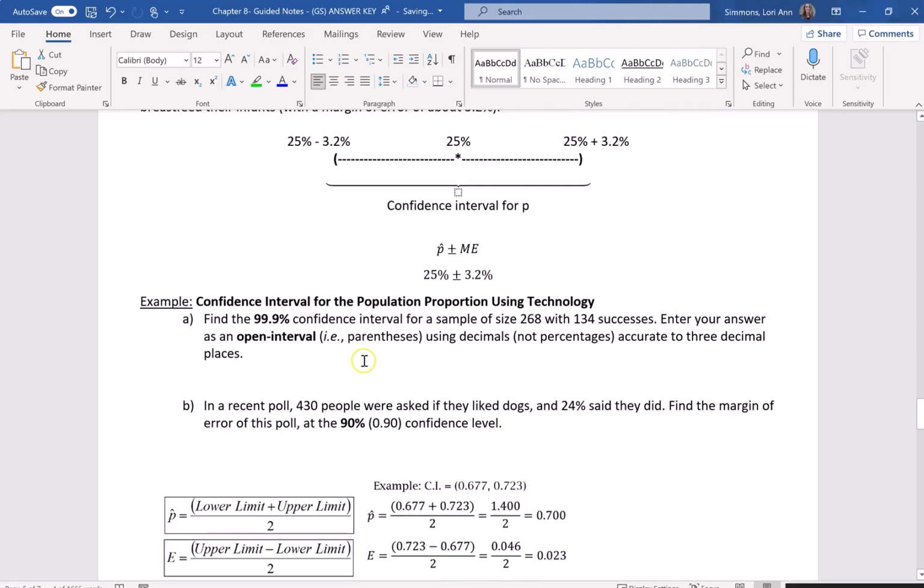Okay, so find the 99.9% confidence interval for a sample size of 268 with 134 successes. Write your answer as an open interval, so that means with parentheses, using decimals, so not percentages, accurate to 3 decimal places. Okay, we have n is 268. Our successes is 134. Confidence of 99.9.